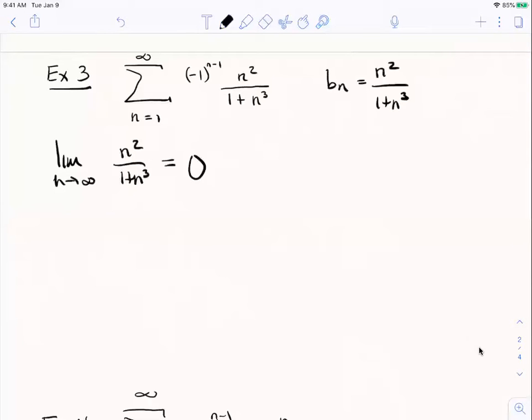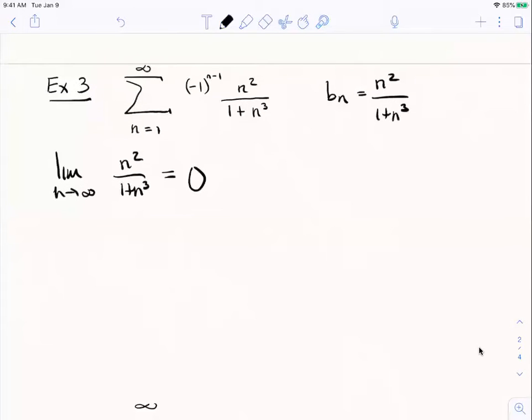So I do need to proceed here. These terms are going to 0. So I'm almost ready to say this series converges by the alternating series test, but what else do we need to check? We have to check one more condition.